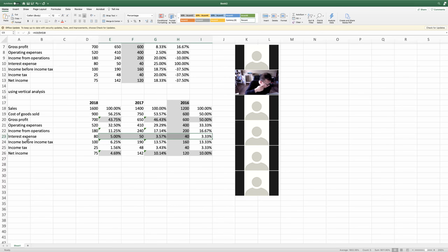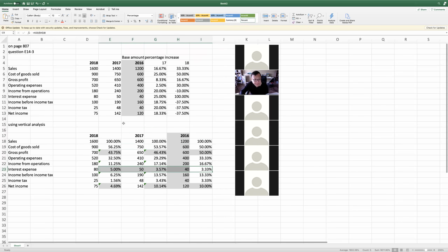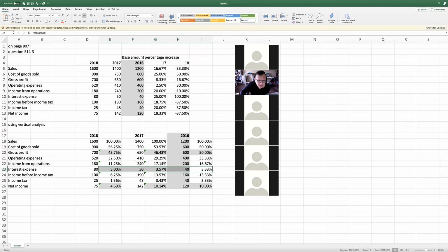Okay, so that's for this question. Do you have any questions about this exercise? Can we go back over horizontal again? Yes.